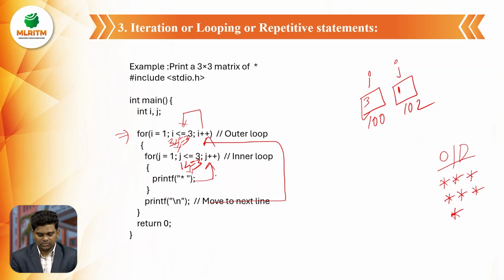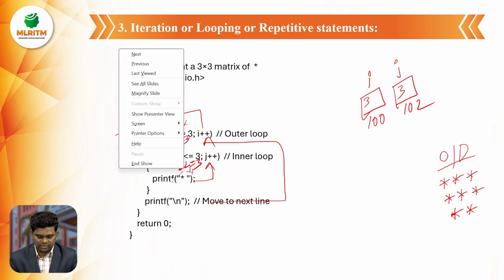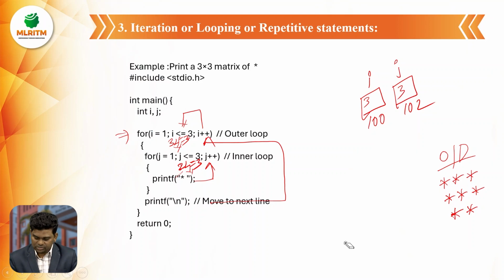Then after this it goes to the modification, that is J plus plus. Then J value becomes 2. Then again it checks the condition. What is the J value now? 2. 2 less than or equal to 3. The condition is true. It enters into the body, then displays hashtag. Then J plus plus. J value becomes 3. Then again it checks 3 less than or equal to 3. Yes, the condition is true. It enters into the body. Then displays asterisk. Then J plus plus. J value becomes 4. Then again it checks the condition.